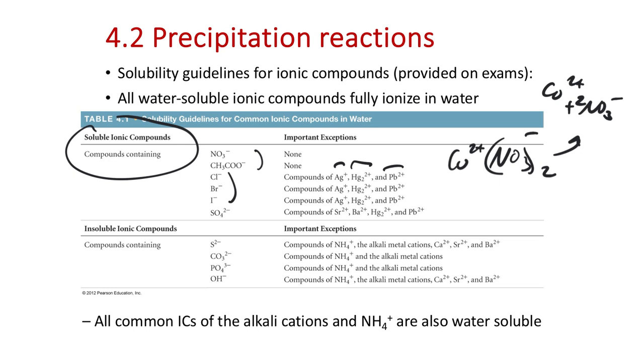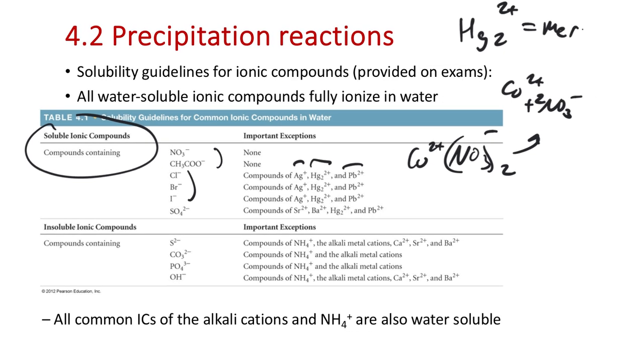Remember how we call Hg2 2+ mercury 1? This is where we have 2 mercuries bonded together with a net 2+ charge, and we call this mercury 1. And then Hg2+ is just ordinary mercury 2, another ion of mercury that's common. So we have mercury 1, mercury 2, silver and lead. If you recall from nomenclature, silver only forms a +1, lead only forms a +2 in common compounds. So those are the only 2 charge states.